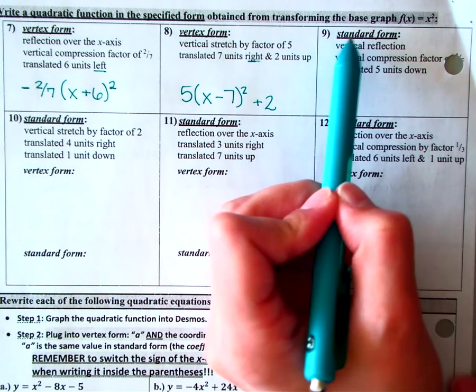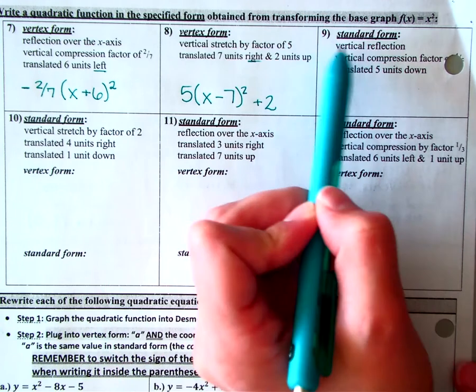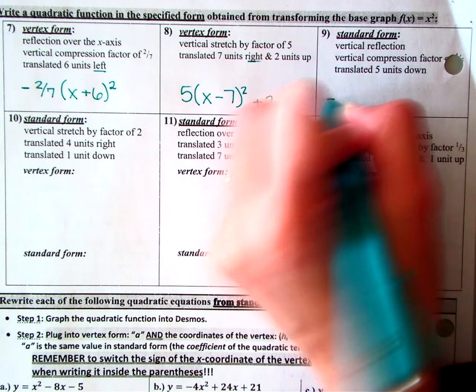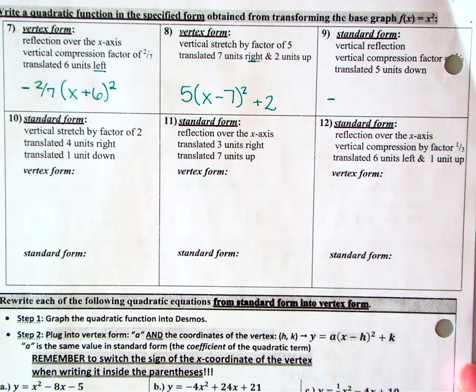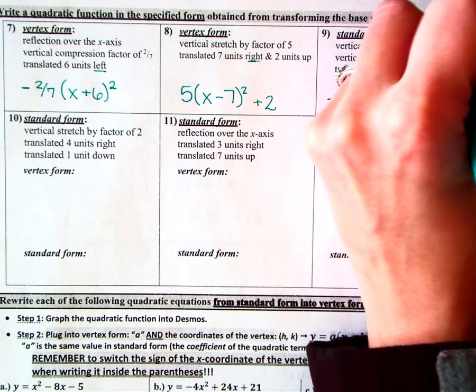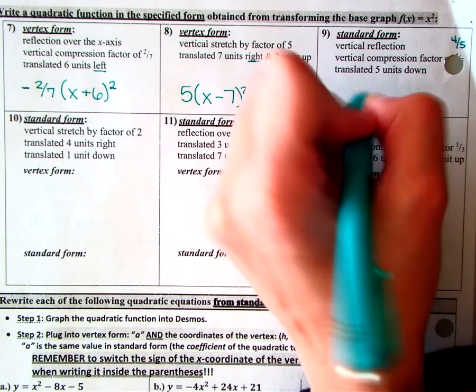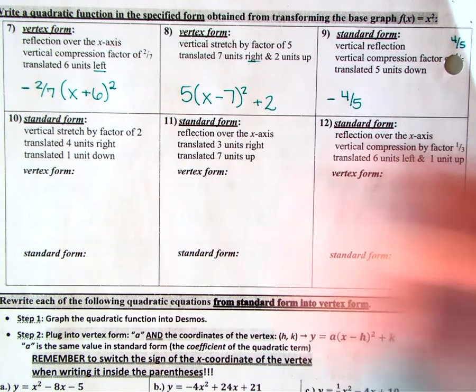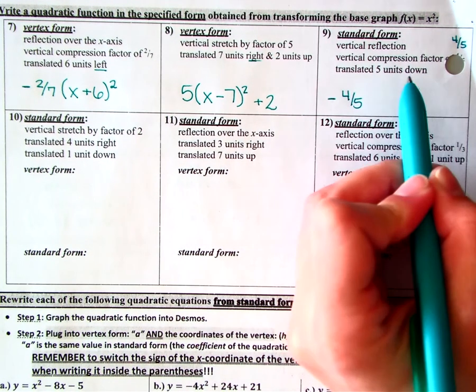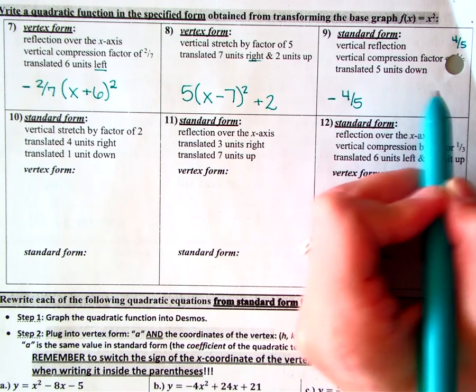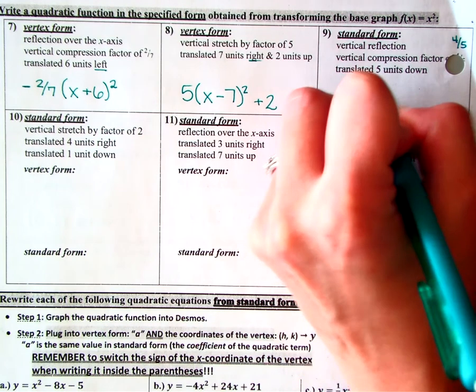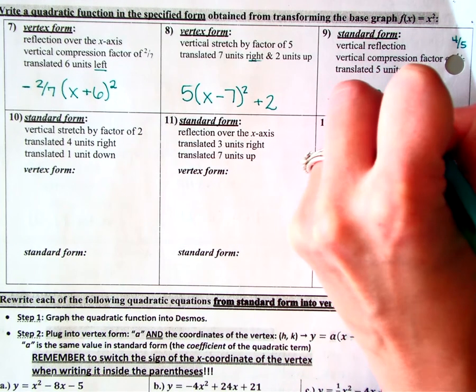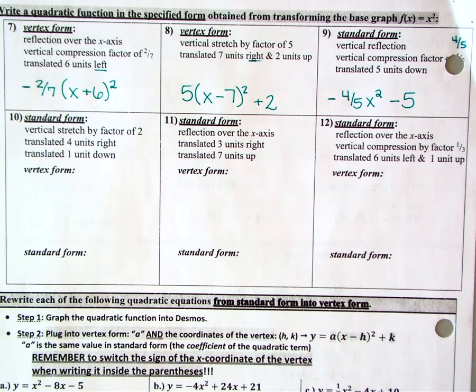The next one says standard form. So we've got a vertical reflection, so we've got a negative in front. Vertical compression by a factor of, I believe that should be 4/5. So we'll have a negative 4/5. And then it's translated down. Since we don't have any horizontal left or right movement, we don't need parentheses. So we've got negative 4/5 x squared minus 5.